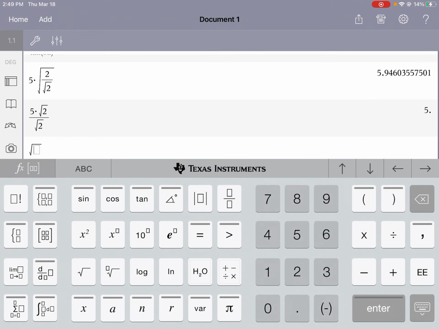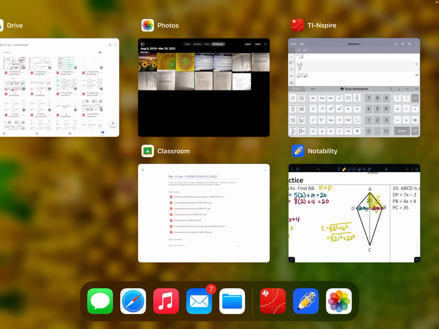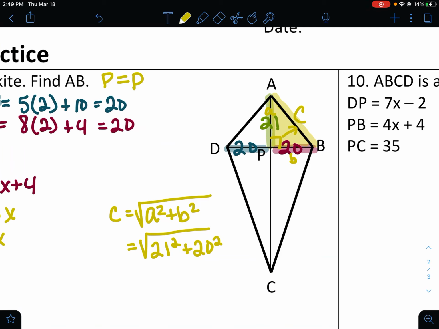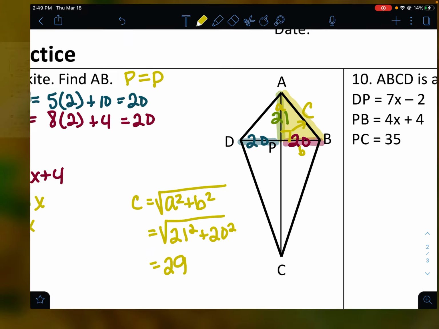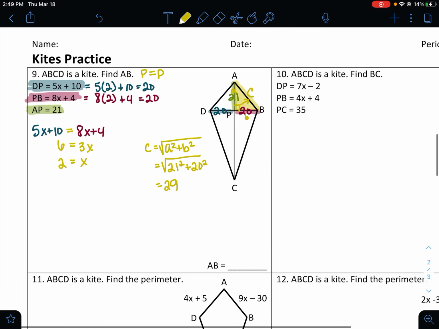Okay, so we got the square root of 21 squared plus 20 squared, and that's 29. See how I didn't use and solve? I didn't put an equal sign or anything. All I put was the square root and what was under it. All right, what was that, 29? Okay, just checking. Sorry about that. All right, cool. So C is 29. So that means AB is 29.